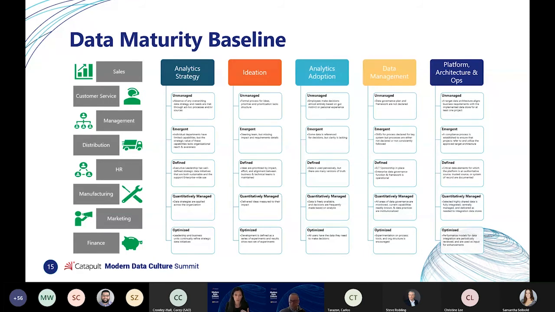Oh, go ahead, Jasmine. Sorry. Oh, yeah, and then basically the scoring. That's part of this, right? So the 1 through 5 for each of these categories.